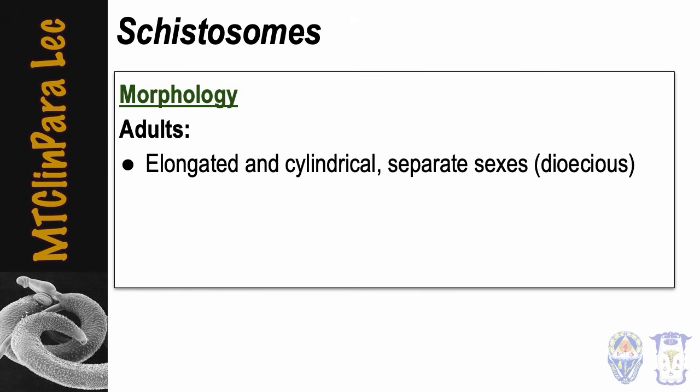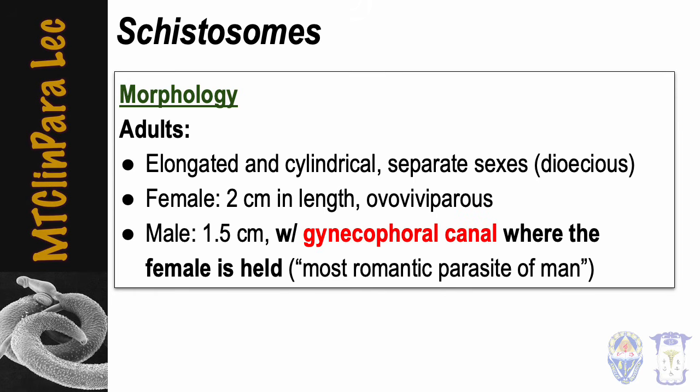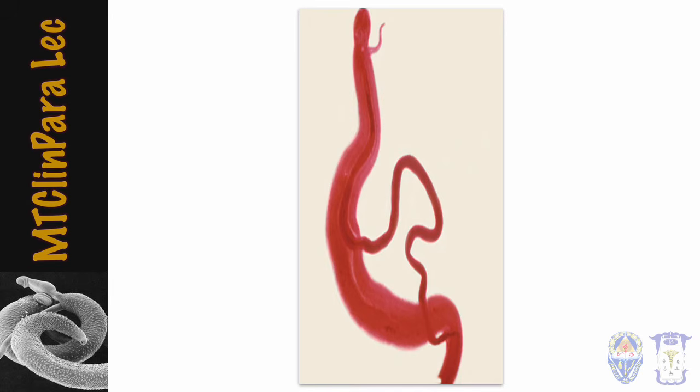For the adults, these are elongated and cylindrical and are considered dioecious. So there is a male and female counterpart. Take note, the male contains a gynecophoral canal where the female is held. That's why it's called the most romantic parasite of men.